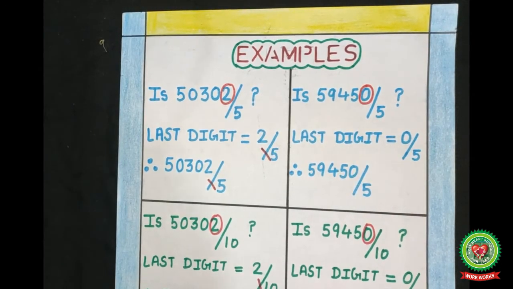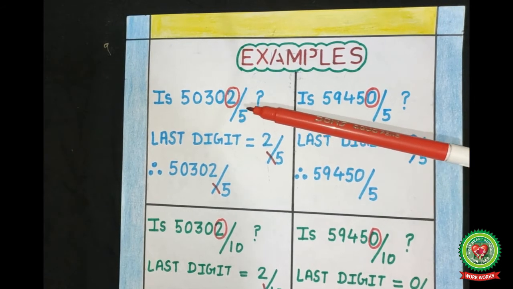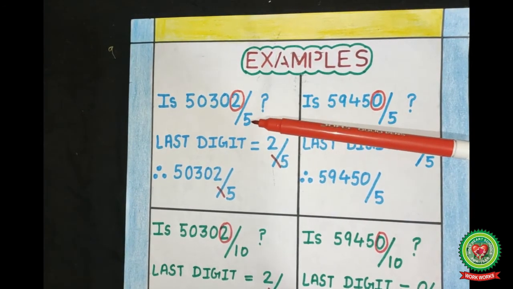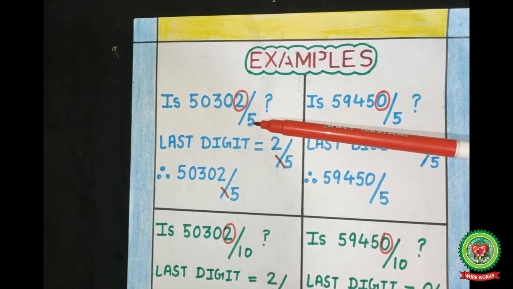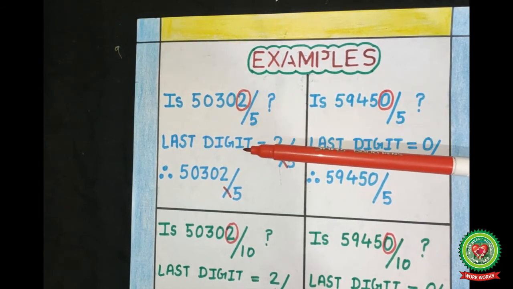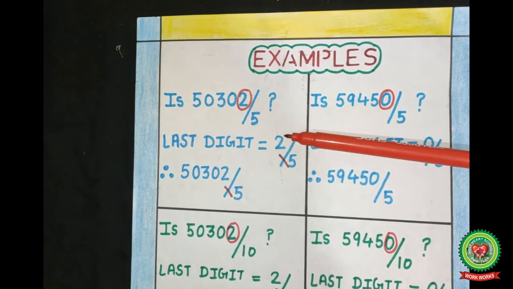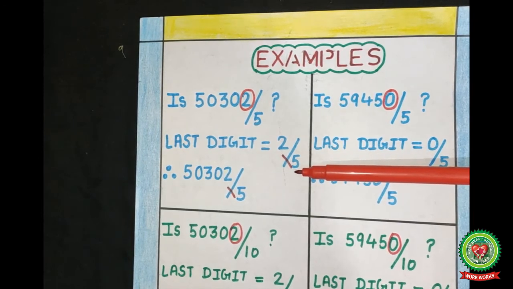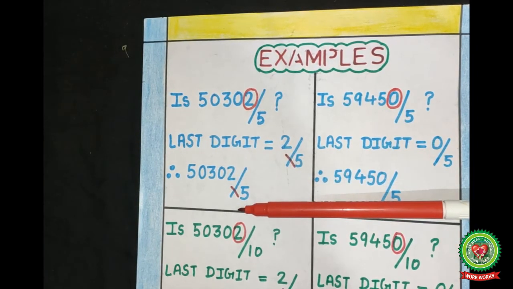Let's understand with the help of examples. Example number 1 is 50,302 divisible by 5. Students, here we have to check this number is divisible by 5 or not. As we have discussed earlier, divisibility rule of 5 is last digit should be 0 or 5. First we have to find last digit. Last digit is 2. 2 does not come on the table of 5. So students, 2 is not divisible by 5. Therefore, the number 50,302 is not divisible by 5.